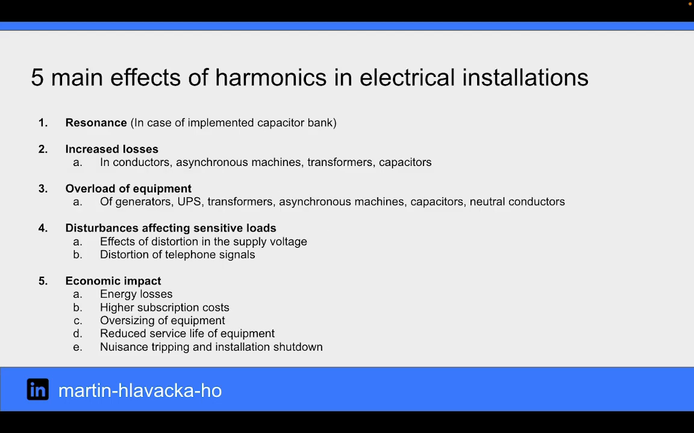The five main effects of harmonics in electric installations are resonance, in case a capacitor bank is implemented; increased losses in conductors, asynchronous machines and capacitors; overload of generators, UPS, transformers, asynchronous machines, capacitors and neutral conductors; disturbances that affect sensitive loads; and economic losses due to energy losses, higher subscription cost, oversizing and reduction in the useful life of equipment, and nuisance tripping and shutdowns of facilities.